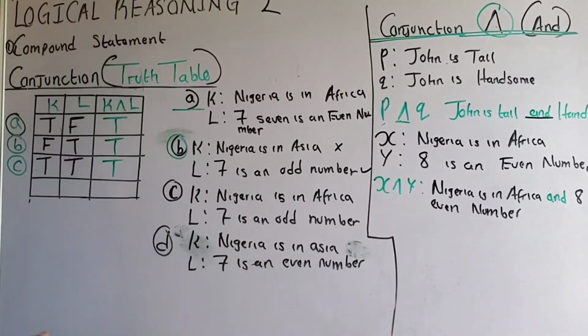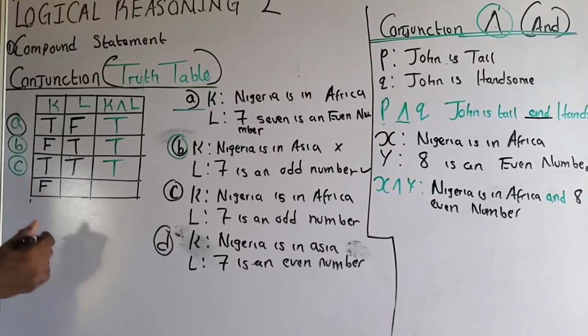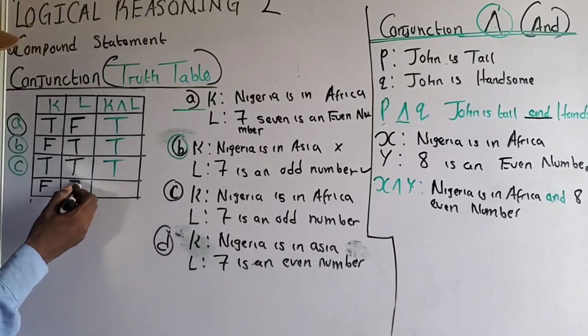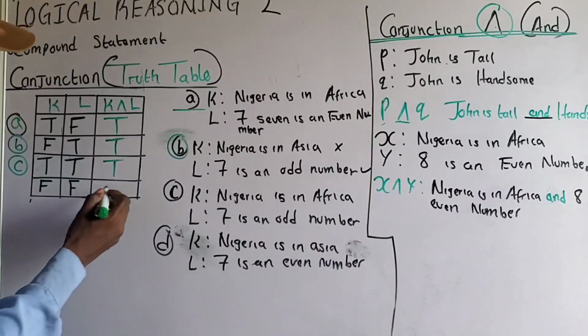Now we have the last statement. Nigeria is in Asia. Nigeria is not in Asia, so I'm going to have false. 7 is an even number, that is also false. So you can see that both statements here are false. So the conclusion of this statement will be false.